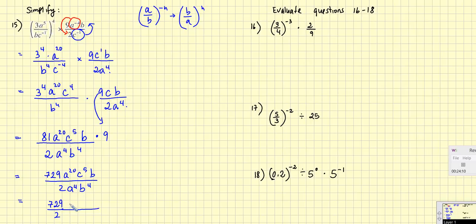a to the 20th divided by a to the 4th gives me a to the 16, so it will stay up at the top. And then I will stay with a c to the 5th up at the top because there is no other c. There's just c to the 5th.